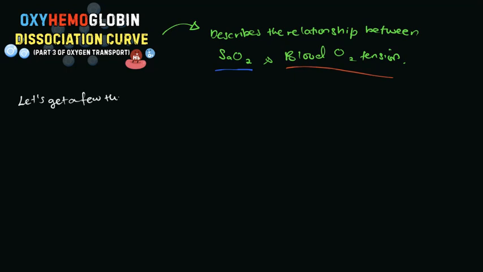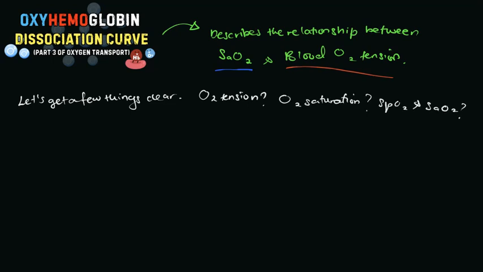Before we dive into the details of the curve, let's get a few things clear. What are oxygen tension, saturation, SpO2 and SaO2? Are they the same? Are they interchangeable? If they're not, then what's the difference?